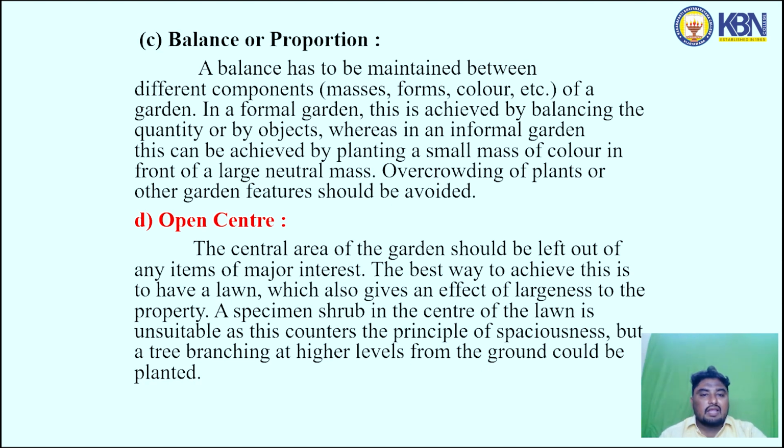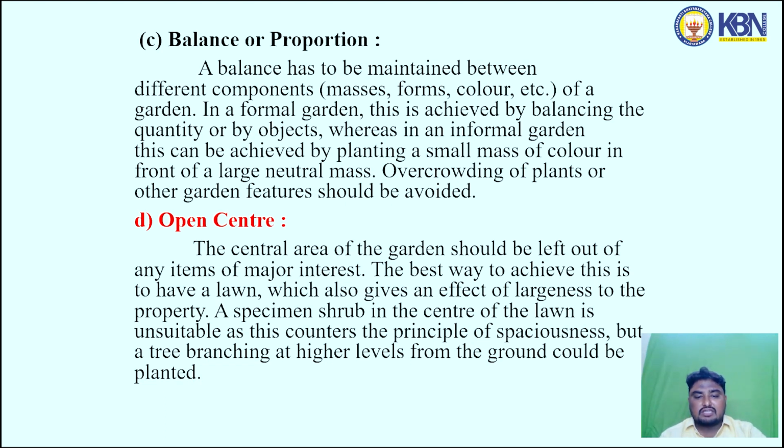of a garden. In a formal garden, this is achieved by balancing the quantity, or by adjusting the various masses in an informal garden. This can be achieved by planting a small mass of color in front of a large neutral mass. Overcrowding of plants or other garden features should be avoided. Next one is the open center. This central area of the garden should be left without any items of major interest. The best way to achieve this is to have a lawn, which also gives an effect of largeness to the property.